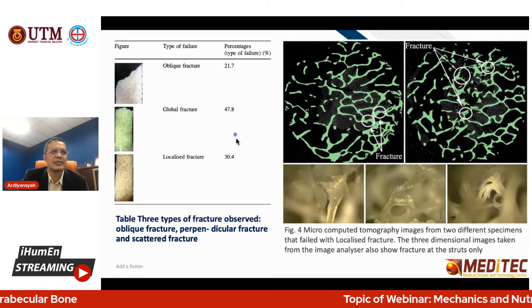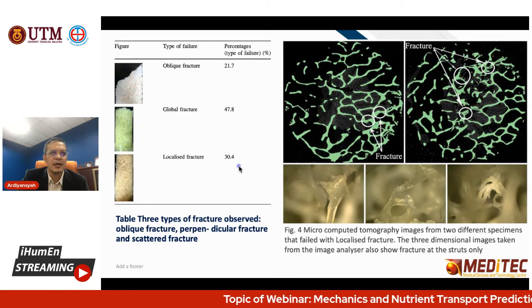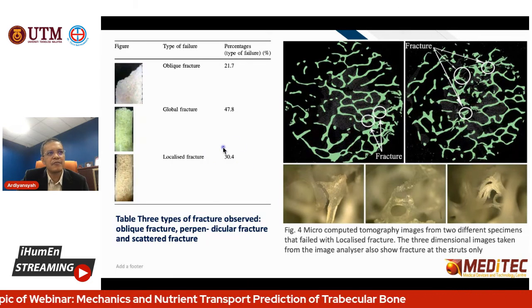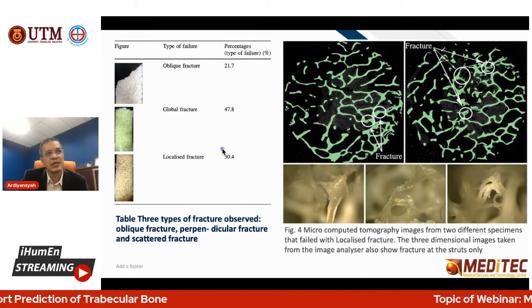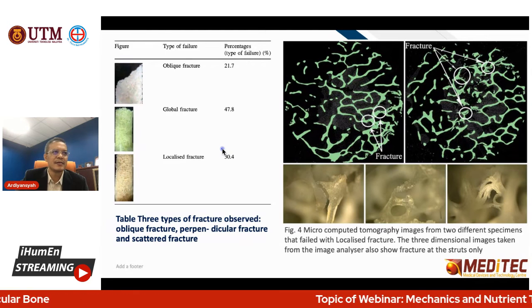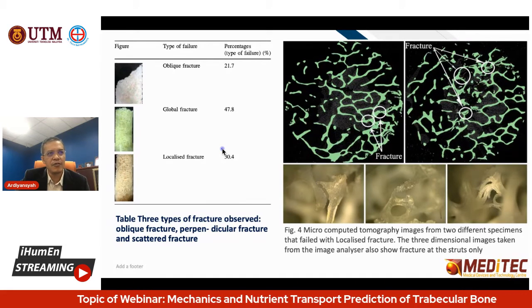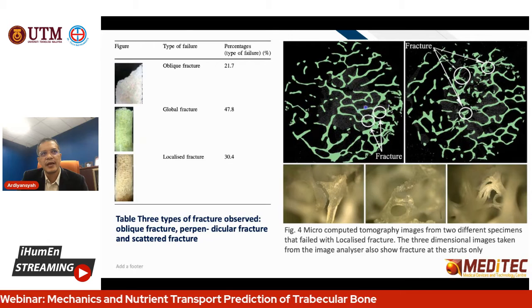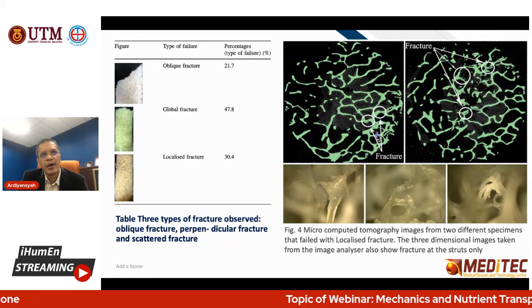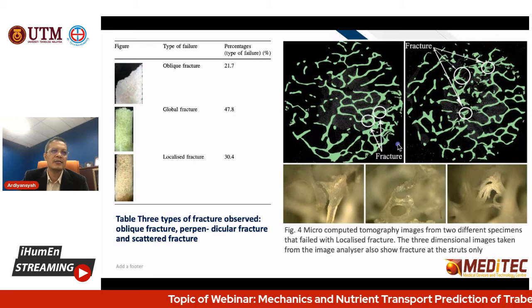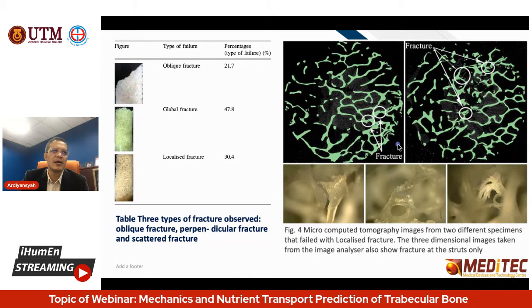This one shows the percentage of each fracture type. Let's say in the localized fracture, if you check the specimen, it will look intact, perfect, as if there is no fracture. However, when we check with micro-CT, actually there is a fracture. After the test, you scan, then you can check where the location of the failure is. That is what we call the localized fracture.